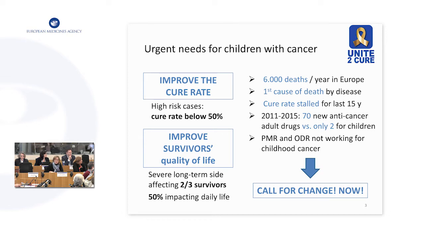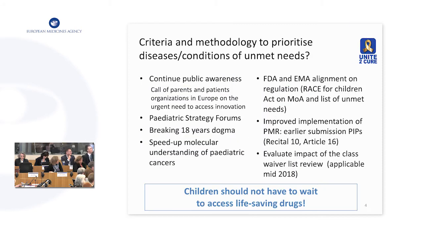The cure rate has stalled for the last 15 years, and between 2011 and 2015, we have 70 new anti-cancer drugs in adults and only 2 for children. So the actual PMR and orphan drug regulation are not working for childhood cancer, and that's why we call for a change, and for thinking about the criteria and methodology to prioritize diseases on condition of unmet needs. Of course, we continue our public awareness and lobby work.